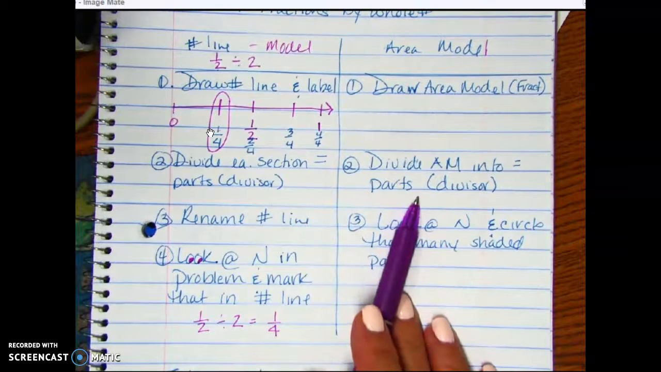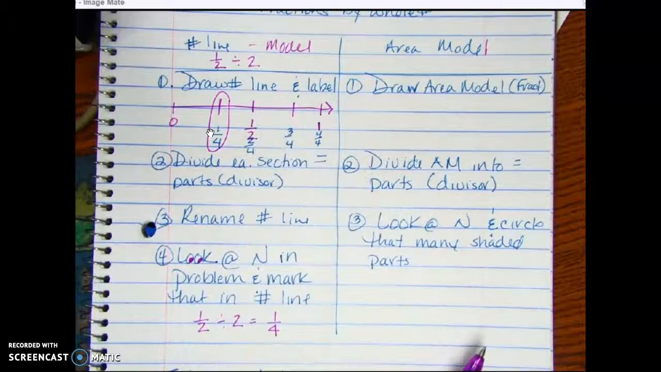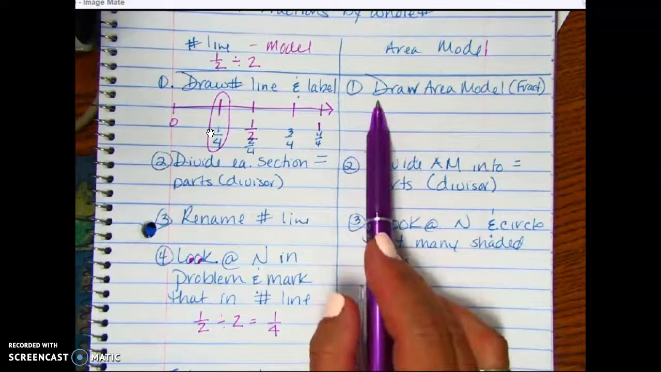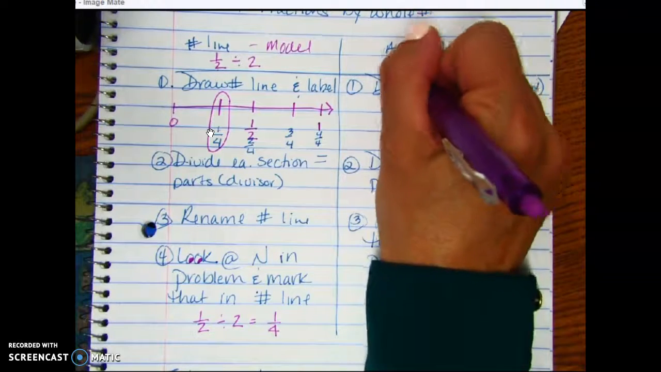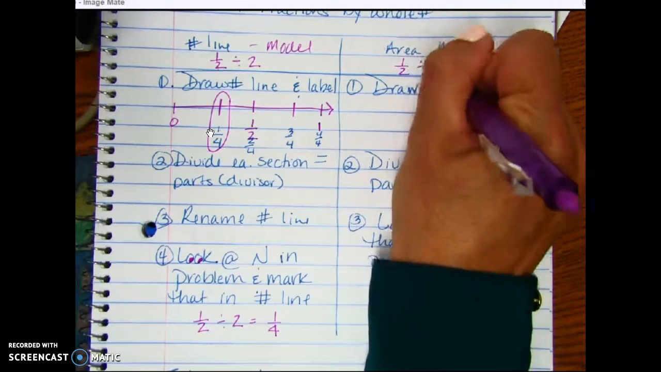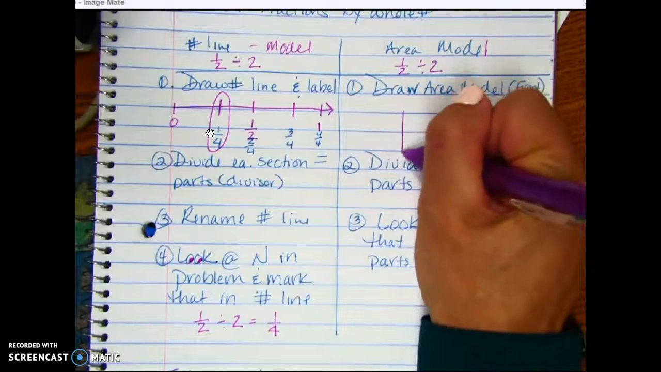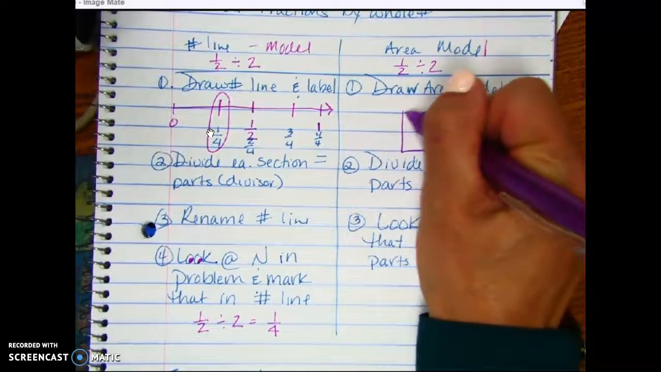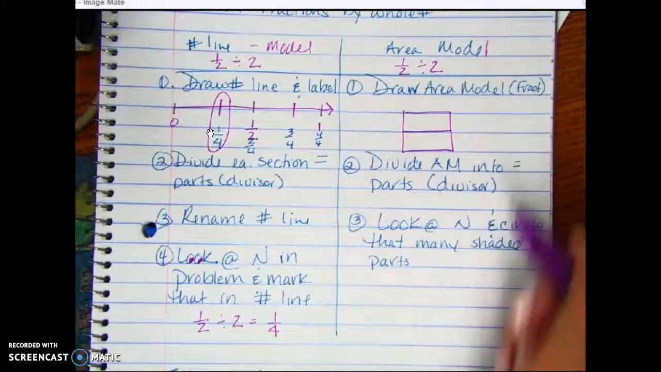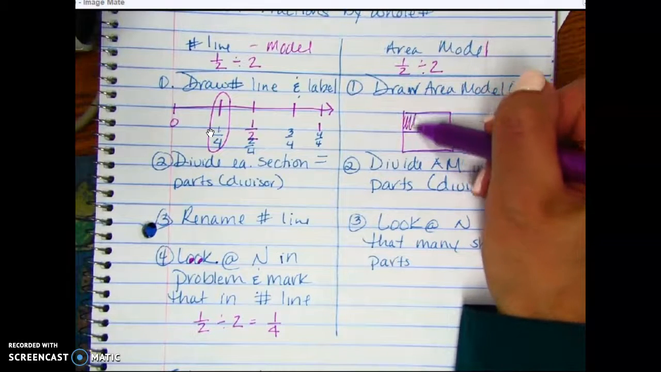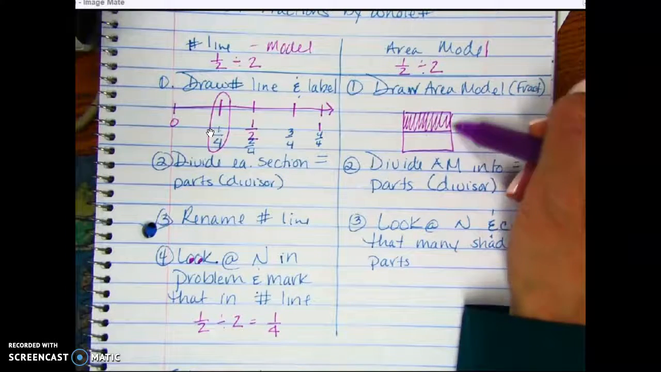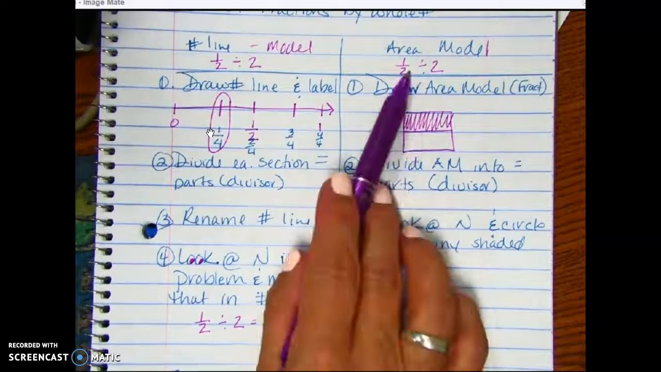Next one is an area model as your model for dividing fractions. So the first thing we have to do is draw the area model. Now the problem again is 1/2 divided by 2. I'm going to make this very simple, and I'm going to draw a square, and I'm going to divide it in half. Okay, so here, and I will shade in 1 out of 2, just like it shows me here.